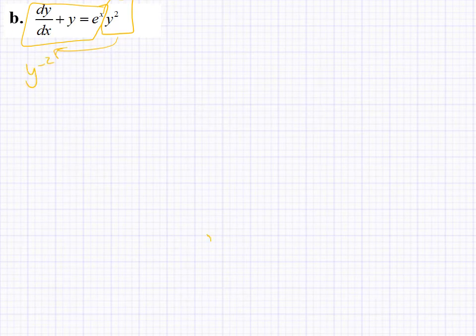All right, here we have another Bernoulli for the exact same reason. Notice y squared over here. Aside from that, all the rest of this is set up just like a linear first order would look. In this case, though, a y squared changes things. So it's not linear first order, it's a Bernoulli with that y squared. So we're going to push this y squared through the other way. We're going to get y to the negative 2 dy/dx plus y to the negative 1 equals e to the x.